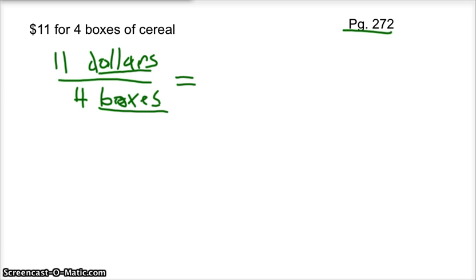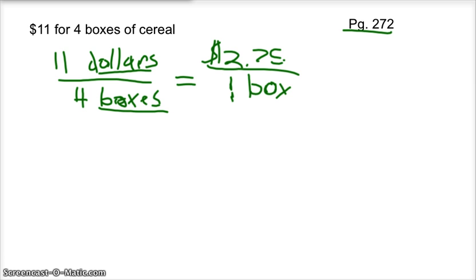But when we break it down, when we do $11 divided by 4, we end up with 2.75, and we'll just do the dollar sign, that's a little bit easier, over 1 box. Come on, 1. You know it's a 1. 1 box. Come on. There we go. 1 box. So $2.75 per box. Alright, we can stop there. That's it. So that makes sense. So that we know when we break it down that that would equal $2.75.